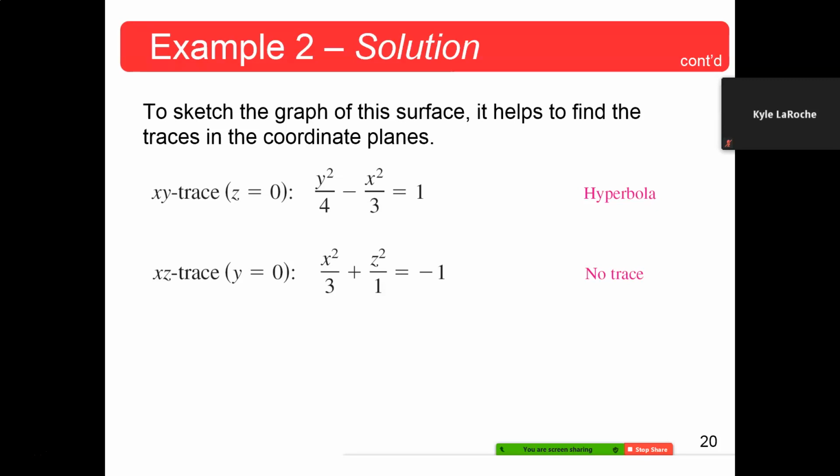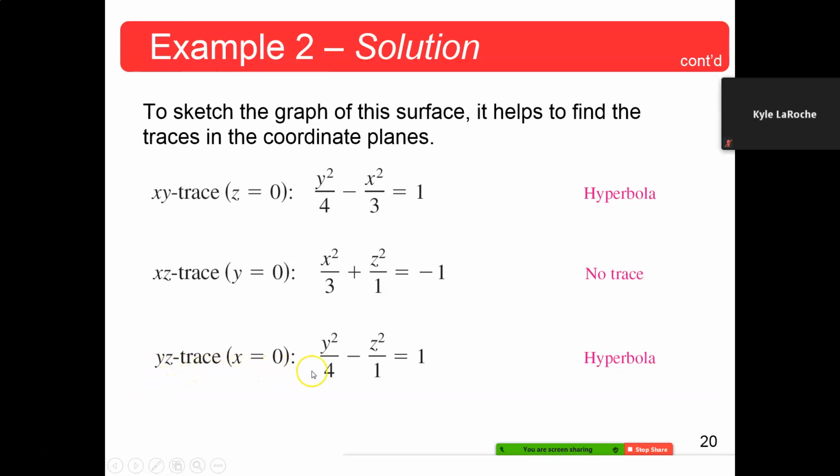However, if you go out to y is equal to 2 or minus 2, then you have things that you can do traces. They won't be in the xz plane, but you can do traces in planes that are perpendicular or parallel to the xz plane. And then the third one is the yz trace.